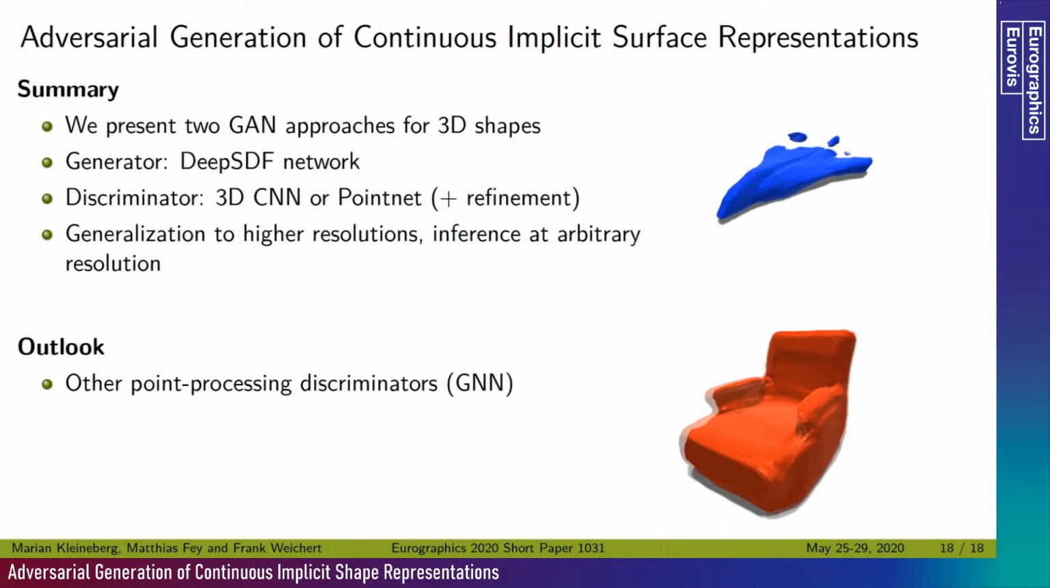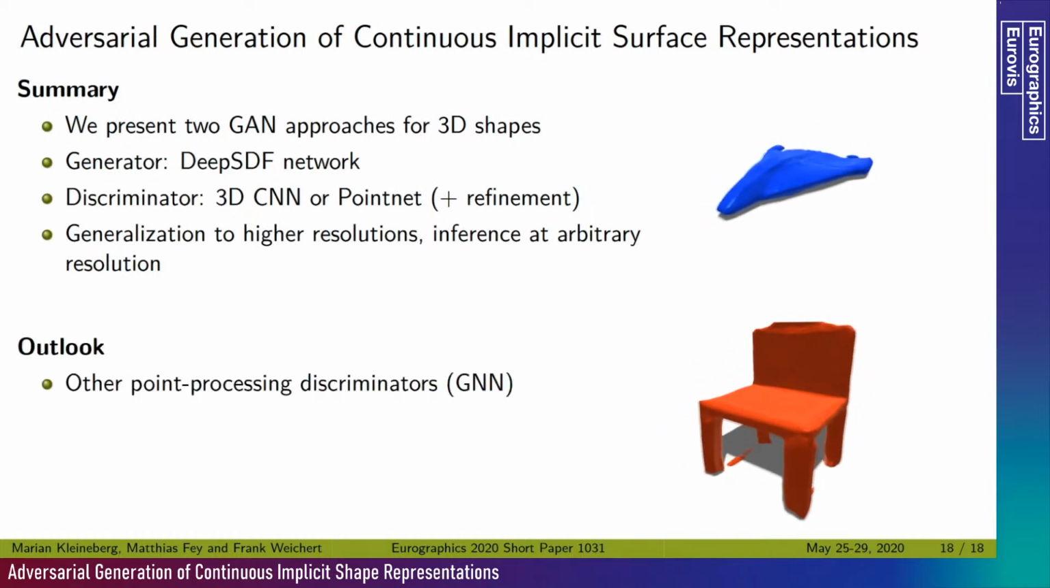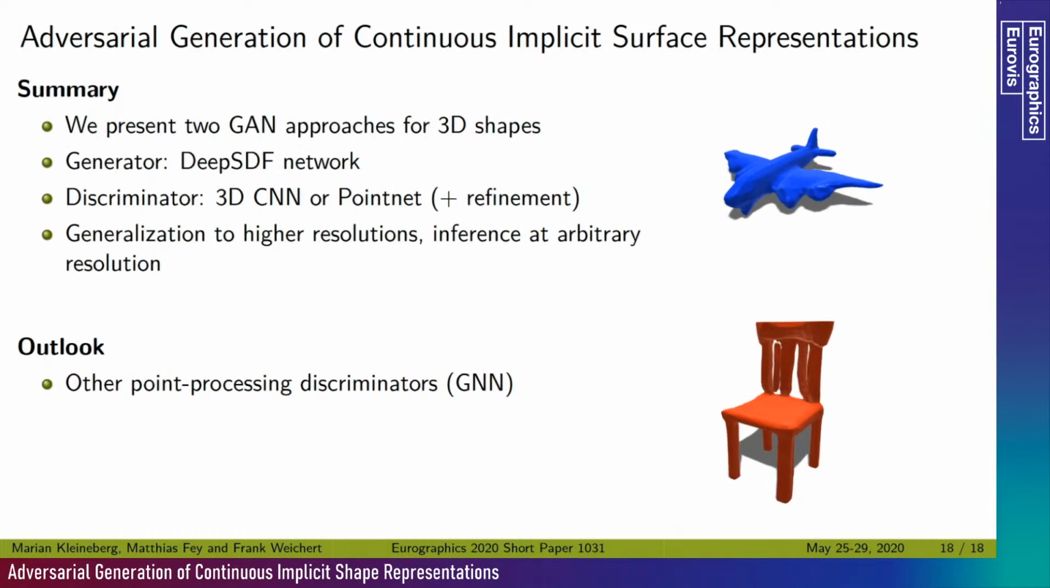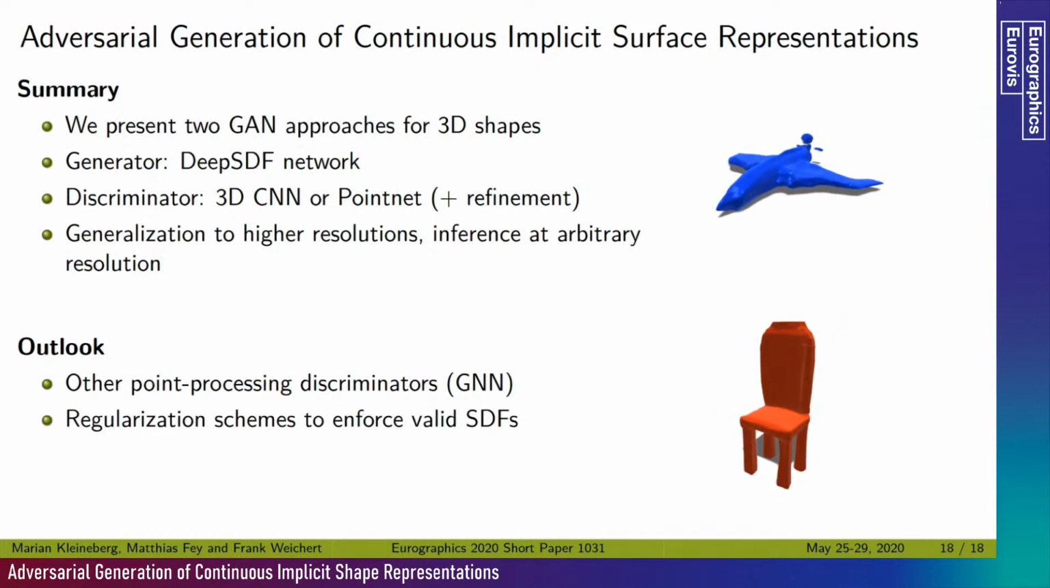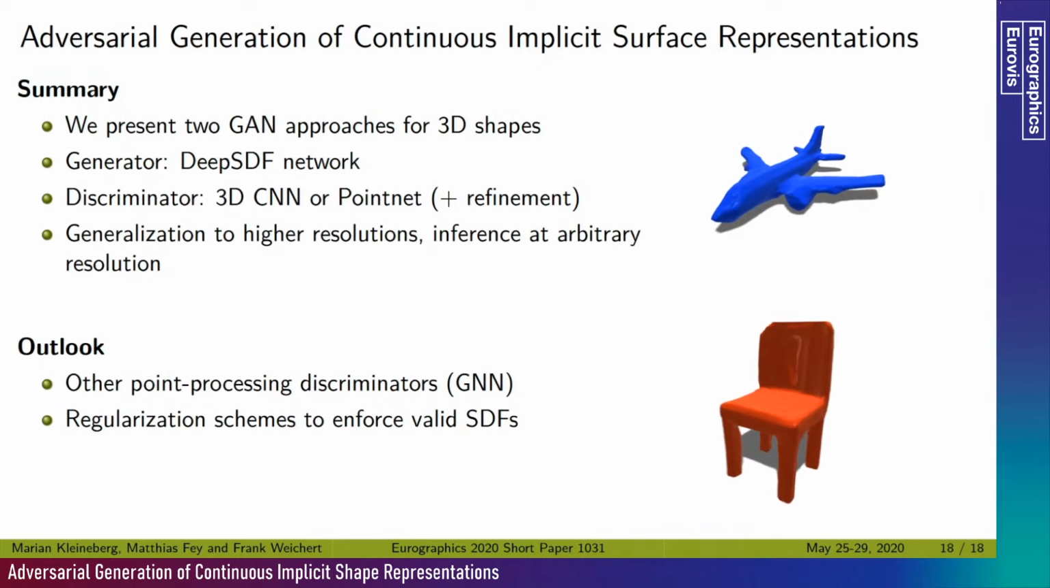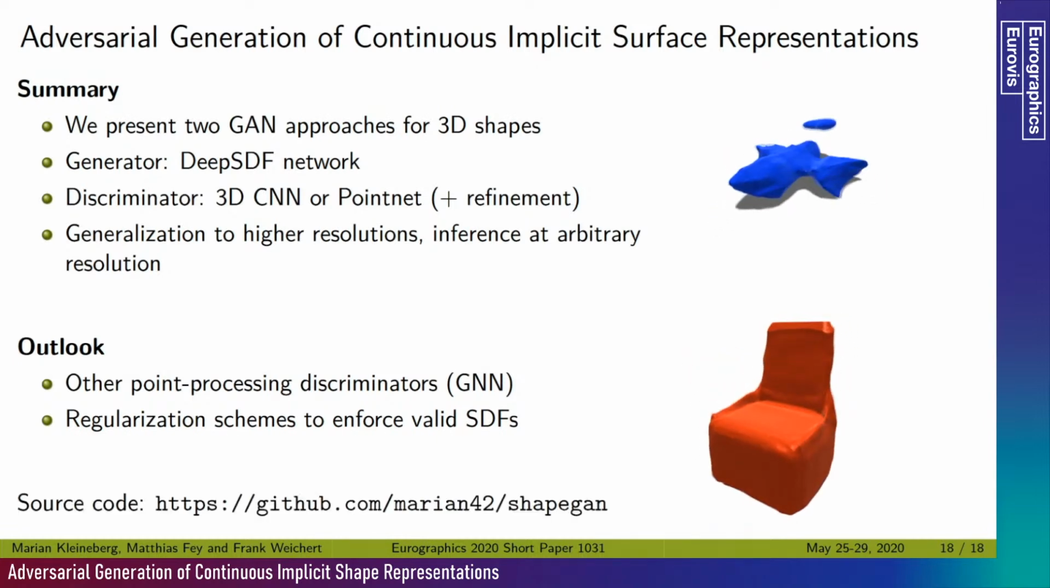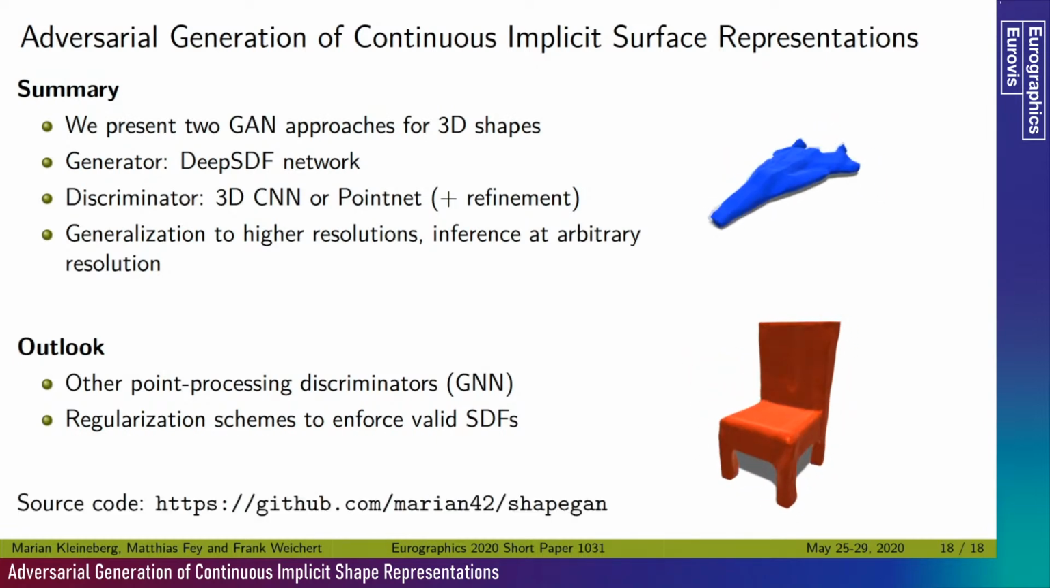Our GAN could be improved by using other point processing discriminators. Furthermore, regularization schemes could be used to enforce valid signed distance functions. The source code for our project is available on GitHub.